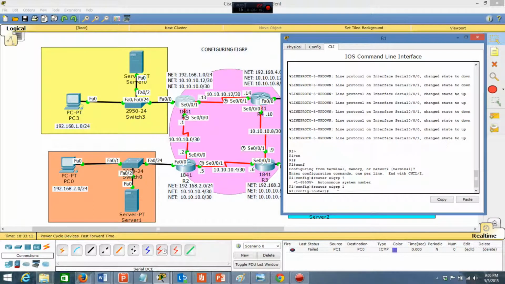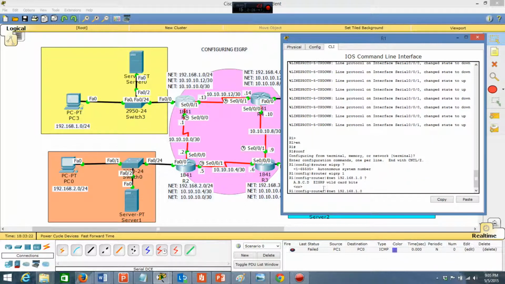So you want to do network 192.168.1.0, so that is for this LAN right here. Next, you want to do the wildcard mask. EIGRP supports wildcard masking as OSPF does, but without the area. So what is the wildcard mask? Let's do a question mark and we'll have an idea of what the wildcard mask is.